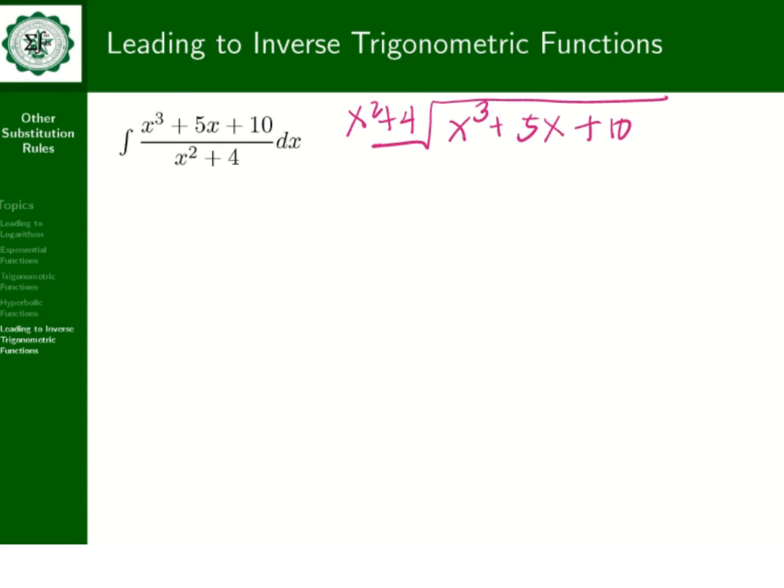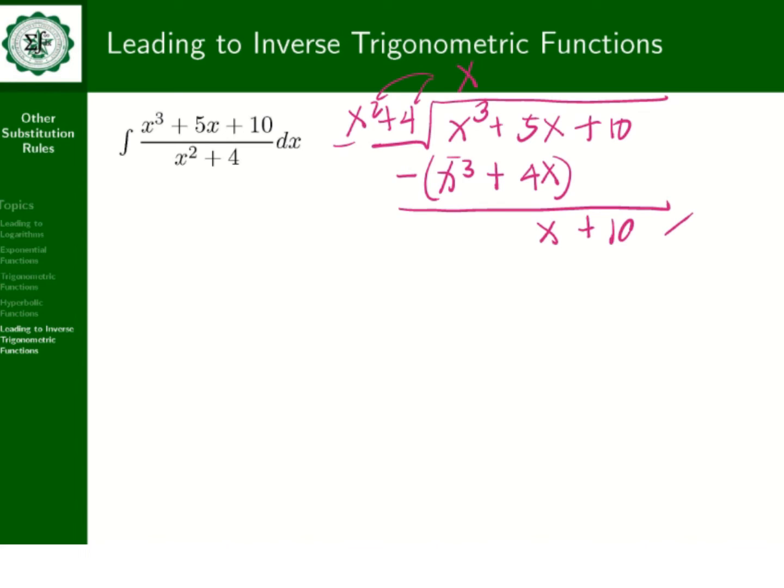First, we divide x cubed by x squared. We have x, and then we multiply x to x squared, so we get x cubed, and then we multiply it to 4, so we get 4x. And then subtract this. We get x cubed minus x cubed is 0, and then 5x minus 4x is x, and then we bring down 10. Now, the degree of the result is 1, which is less than the degree of the divisor. So this means the division is already complete.